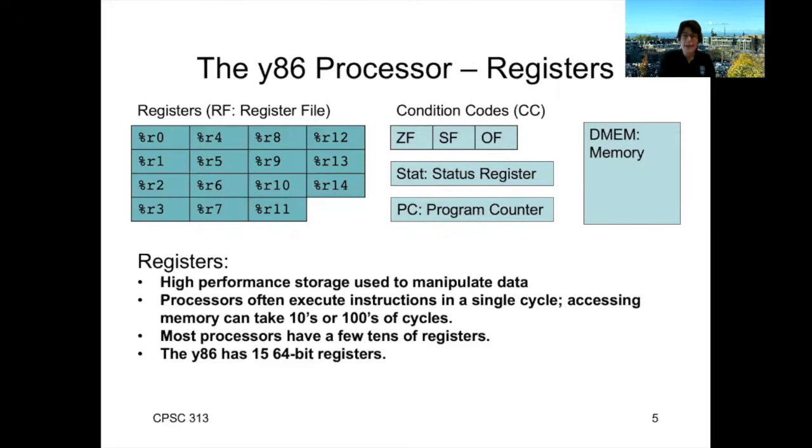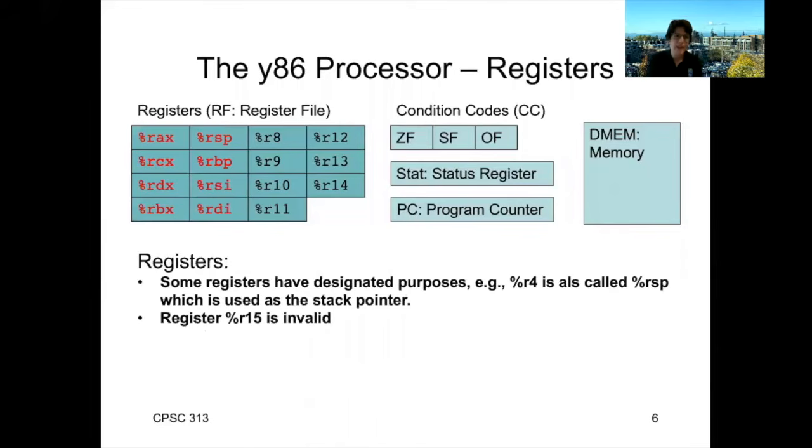Registers are grouped together into something called the register file. And on the y86, we have exactly 15 of those registers. And we give special names to some of them. In particular, we give those special names that match some of the register names that are used on the Intel x86 architecture. So things like RAX and RCX are names that you will see if you look at Intel assembly. And in particular, what you might notice is that register 4 is called the stack pointer. And that is going to be crucial throughout the rest of this course.